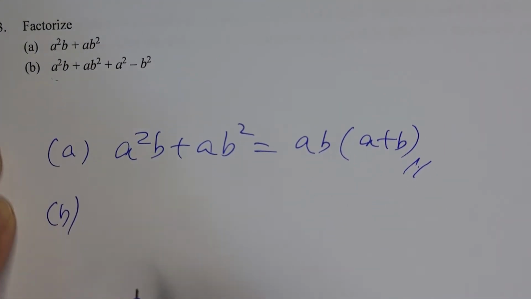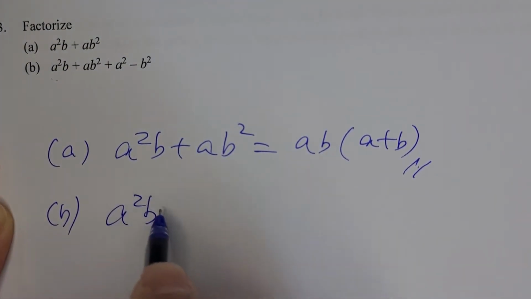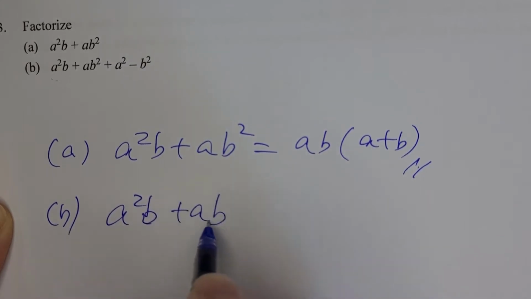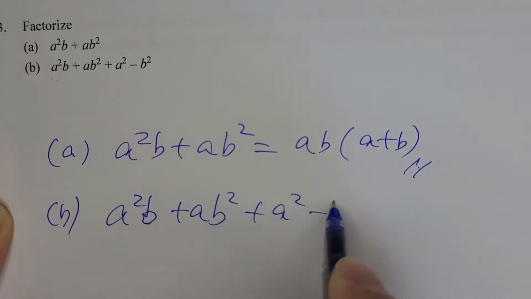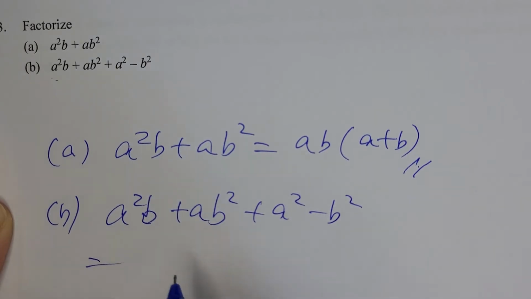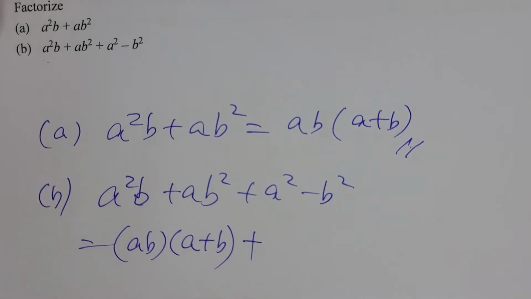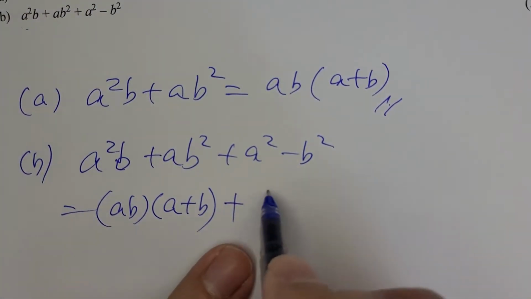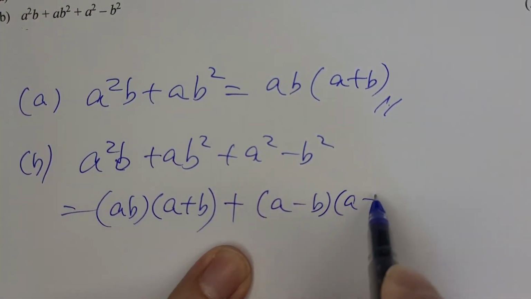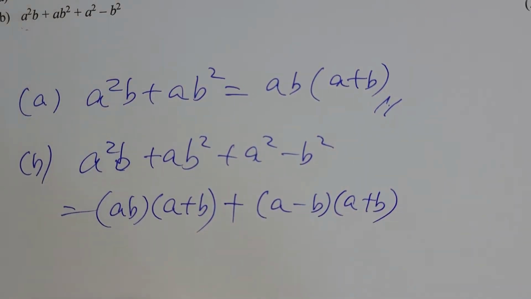So part B, you can see that these two parts are the same as part A. You can use the result of above. So when you look at these 4 terms, you can find that the first 2 terms can be factorized by using part A, AB multiplied with A plus B. And the last 2 terms can be factorized by using the difference of 2 squares formula.